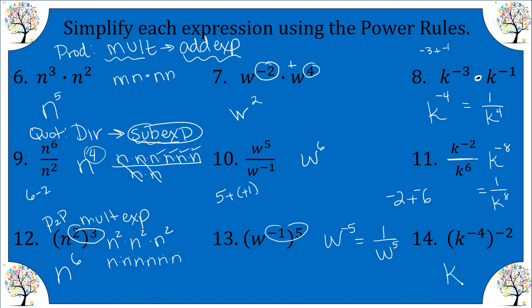In number 14, we have a factor of k, and we have a power raised to a power, so we multiply like the rule says to do, and we get a positive 8.